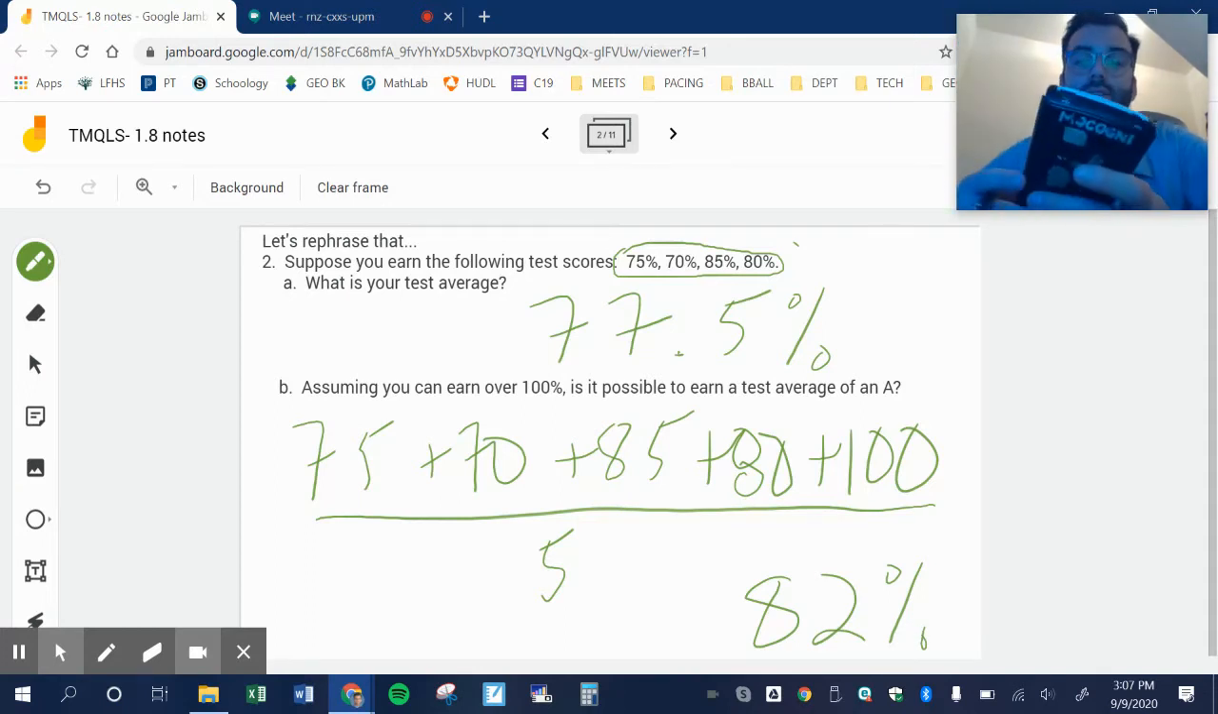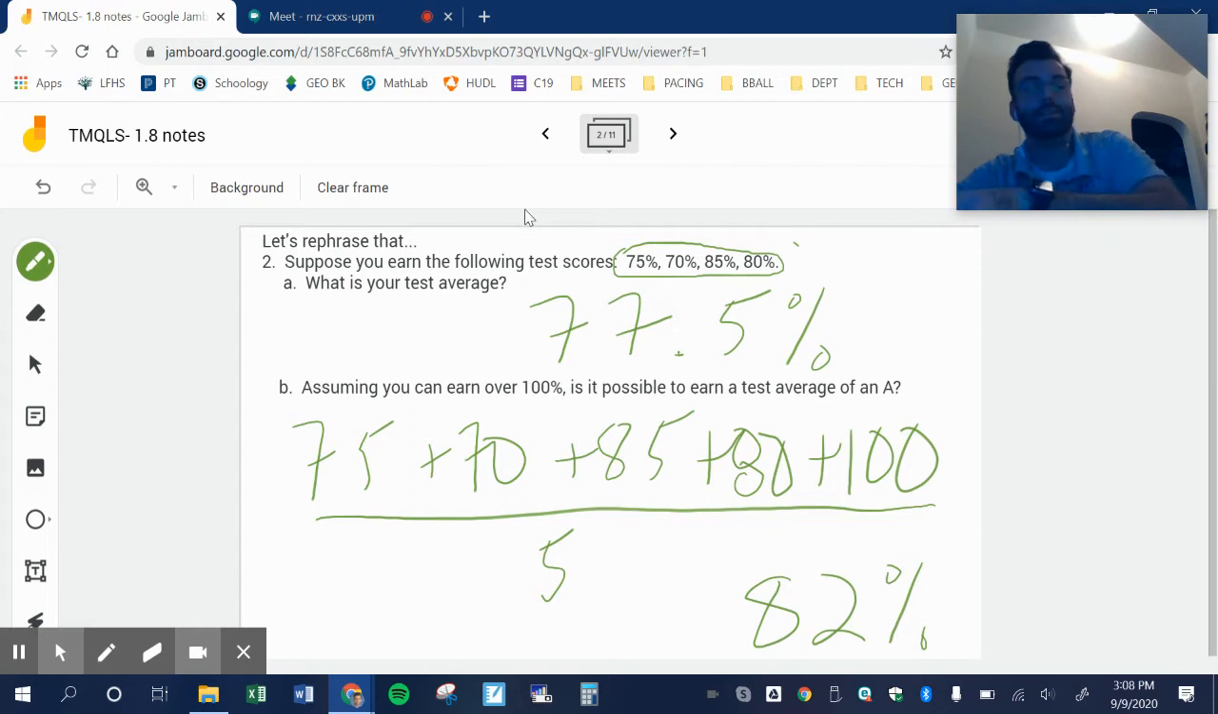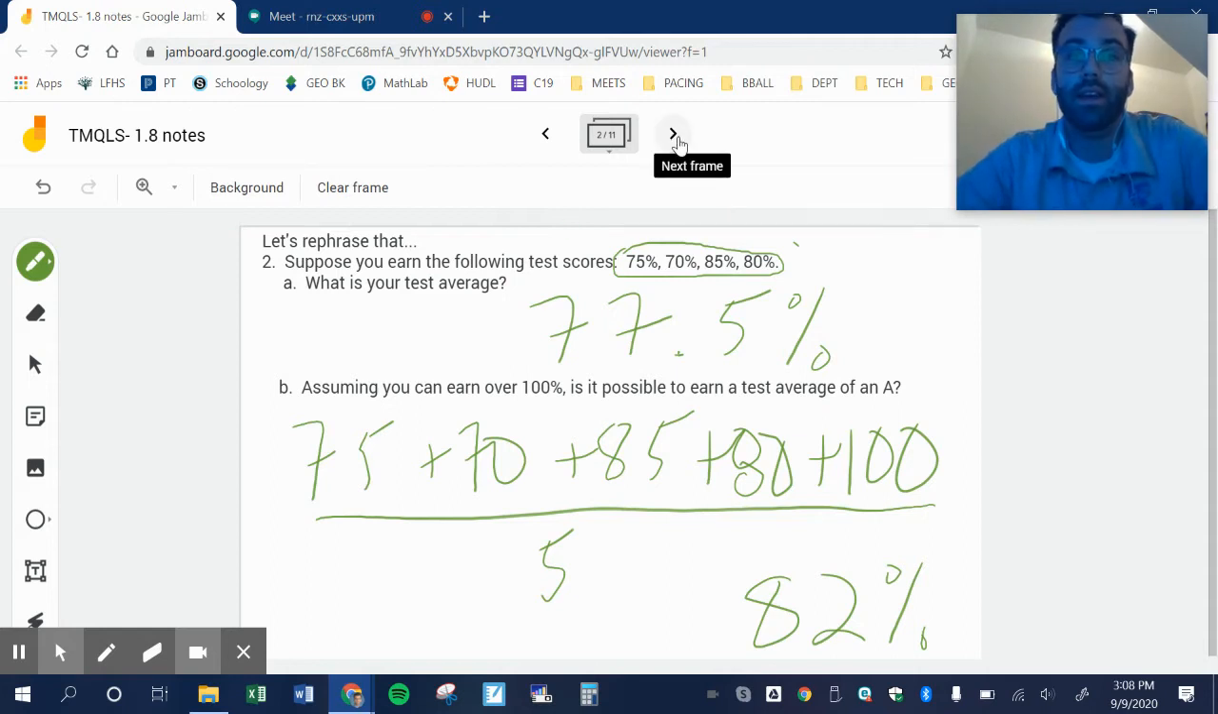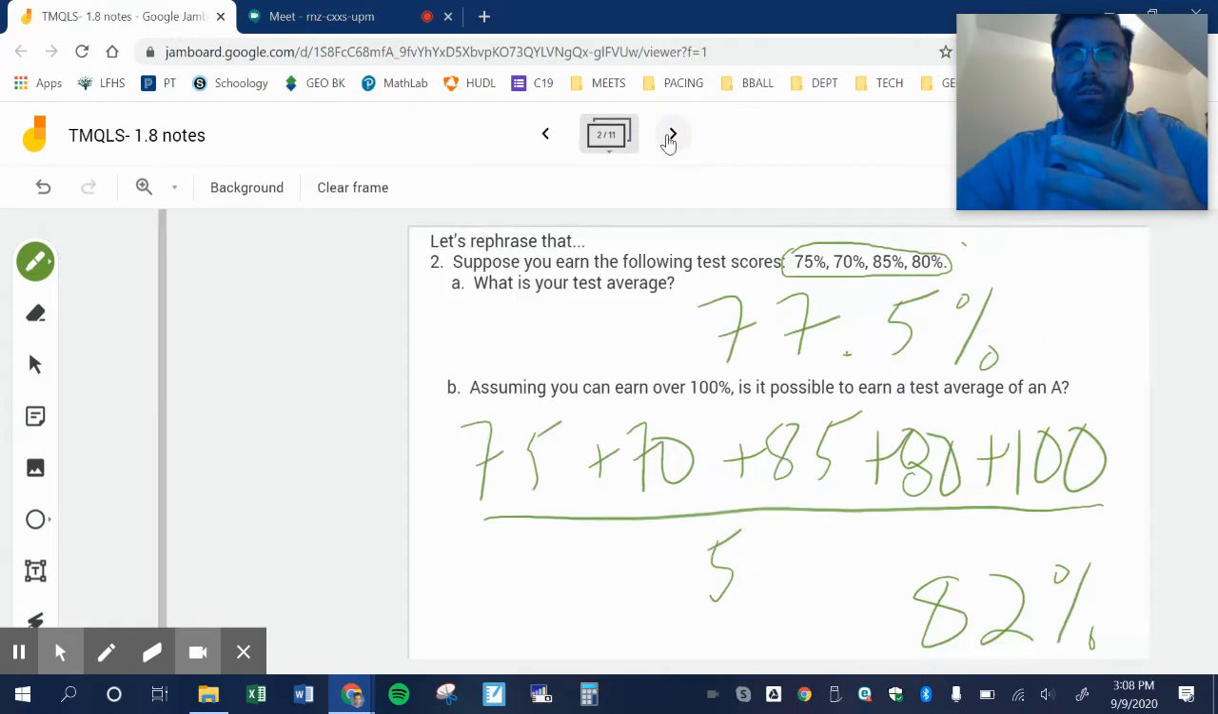So unless I can score something over 100, it's not going to be possible. The only way I could do it is if I scored 140%. So let's see, if I scored 140%, then I would have a 90. But I don't know how many teachers are going to let you earn 40 extra percent on a test. Whoever does that is just really, really nice. I'm pretty nice, and even I wouldn't do something like that. All right, so let's keep going. Hopefully that kind of goes along with this right here. So hopefully that helped a little bit.